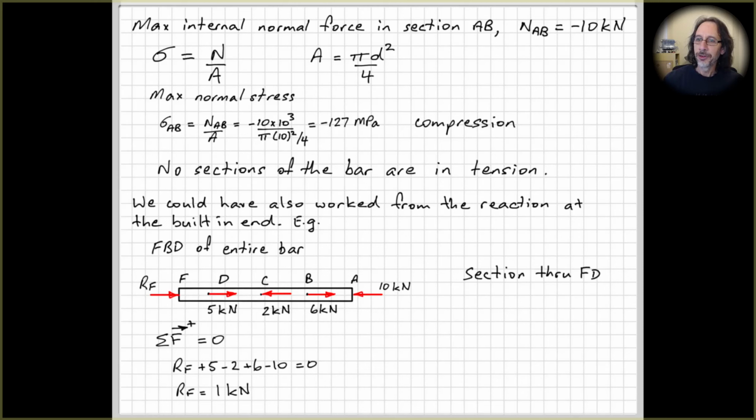So if we now take a section through FD and look at the left-hand side, so we've now taken the cut through there, but we're now looking at the left-hand side of the cut. So we have our internal action, NFD, positive acting out of the face. We have RF to the left acting inwards, so sum of the forces horizontally equals 0 shows us that NFD, or NDF if you like, equals minus 1 kilonewton, which is what we got before. And if you continued working along, you should get the same values that we got previously.